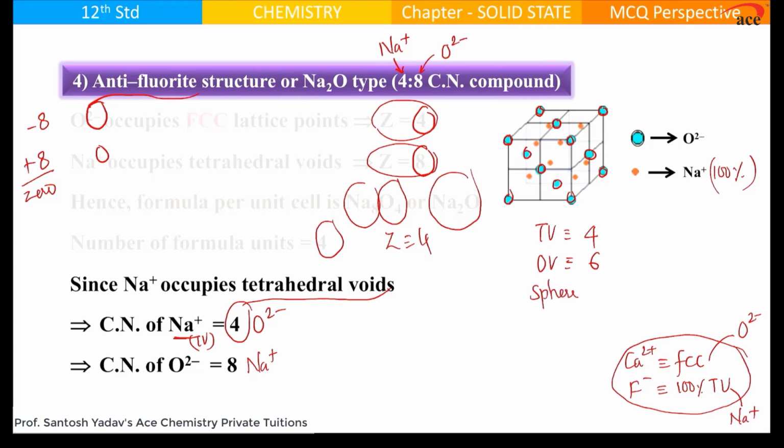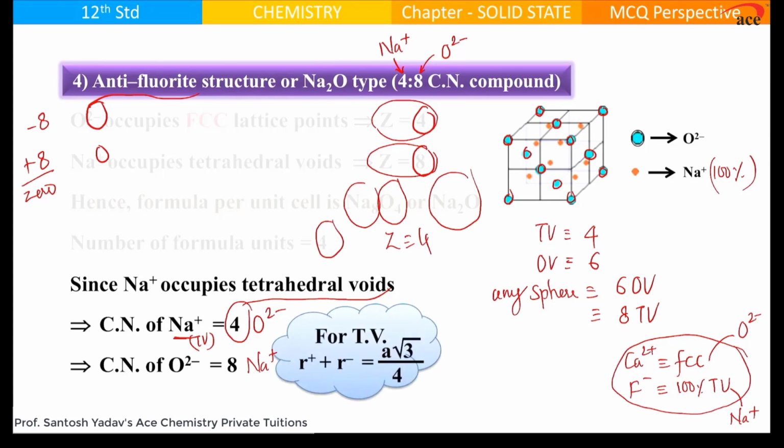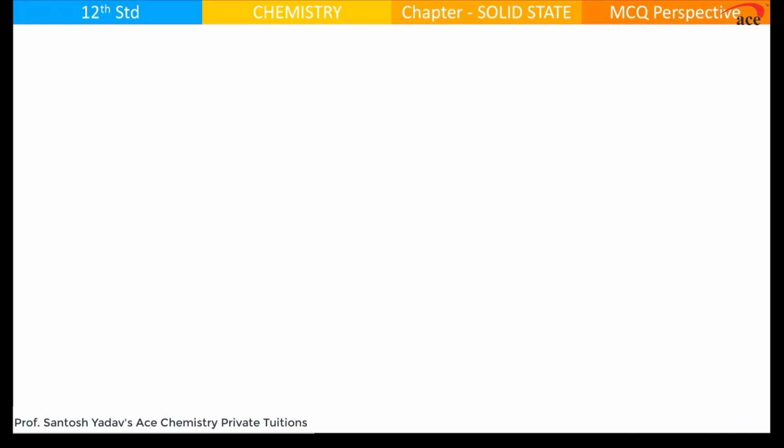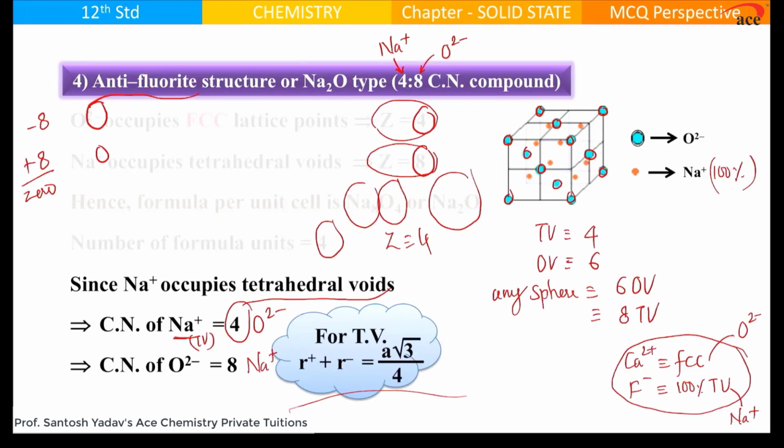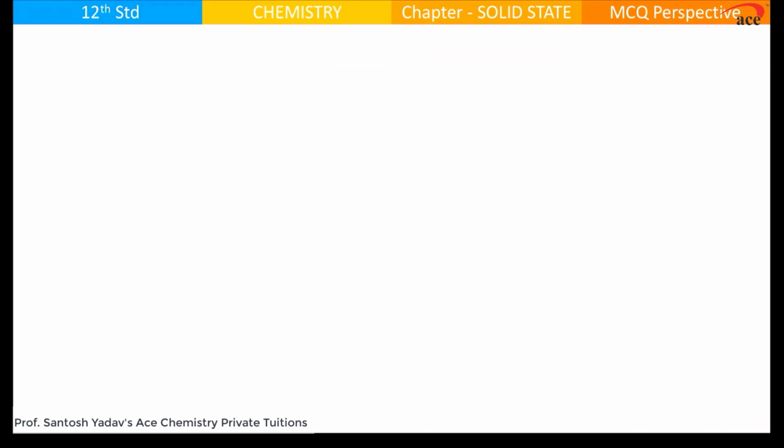Any sphere is surrounded by 6 octahedral voids. Any sphere is surrounded by 8 tetrahedral voids. Now this is an extra information about the distance. That's not much important for us. That was about anti-fluoride. The entire arrangement of anti-fluoride was a reverse of fluoride. Therefore, the name came up as anti-fluoride.